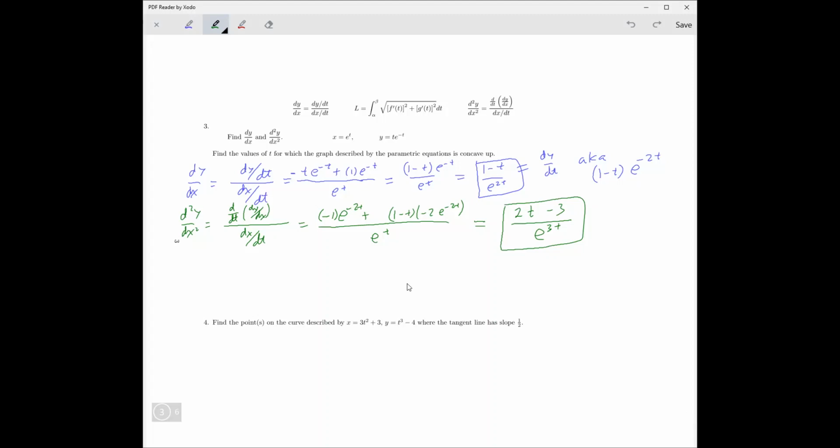Dang, I can't believe I didn't leave myself more space. But I guess we have enough.